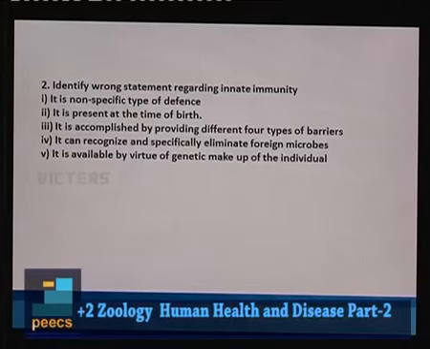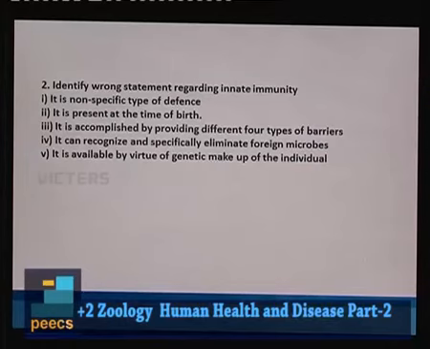Coming to the second question, identify the wrong statement regarding innate immunity. Here 5 statements are given. First one, it is a non-specific type of defense. Yes, innate immunity is non-specific. So, this is a true statement. It is present at the time of birth. This is also true regarding innate immunity. Innate immunity is by genetic makeup of an individual. It is from the birth itself. We are all having innate immunity.